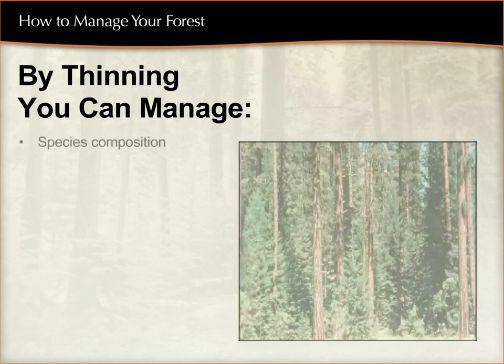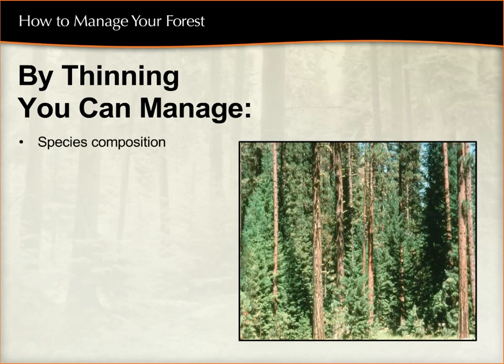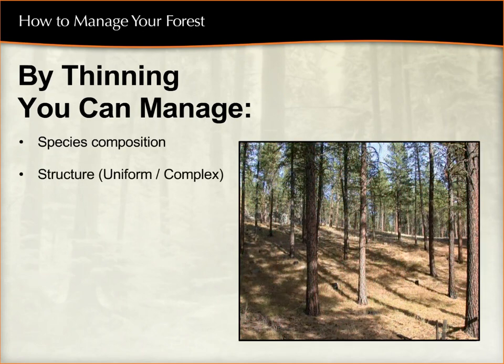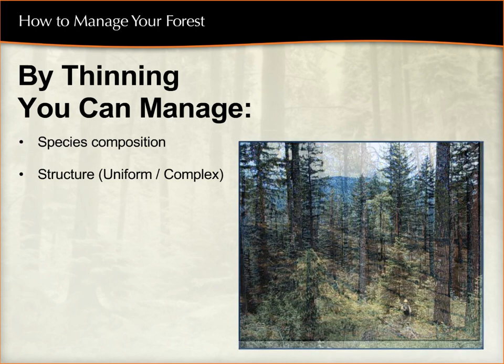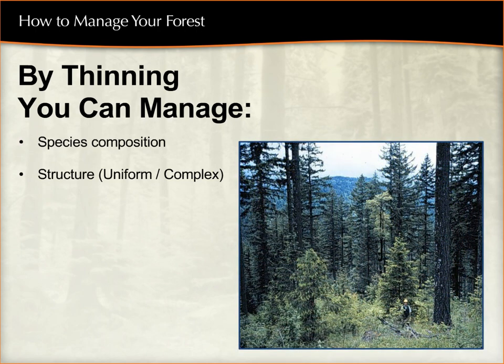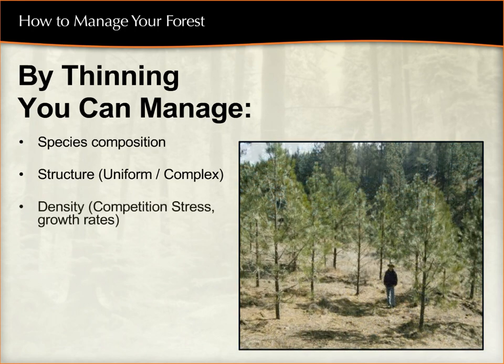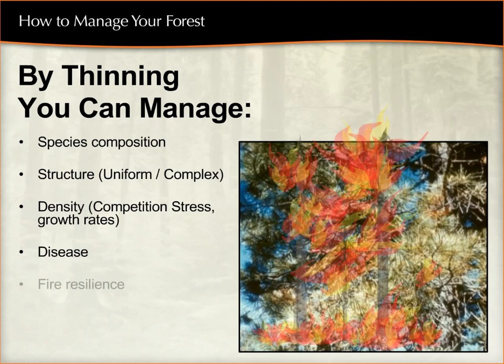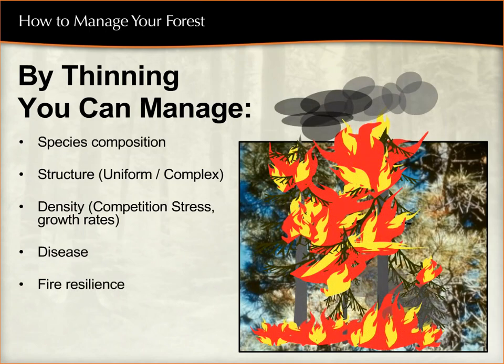Through thinning, you can select which species of trees to keep for the long term. You can also manage for a very uniform, even-aged kind of stand, or the complex crown structure of an uneven-aged system. Thinning allows you to control competition stress and keep the trees healthy and vigorous. And you can selectively remove trees with disease problems to improve the health of the stand. Thinning also reduces the fire fuel loads so that if a wildfire comes through, your forest will have a much better chance of survival.